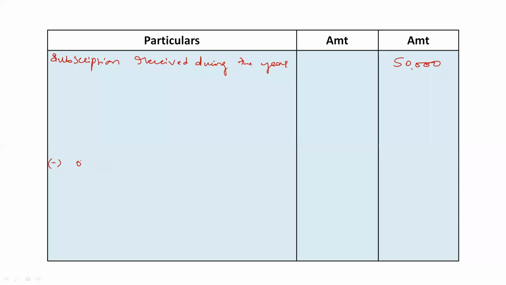So outstanding subscription on 31st March 2013, because it's not related to current year, we are deducting it. So now we'll take it in the inner column. Further calculations should be done here.